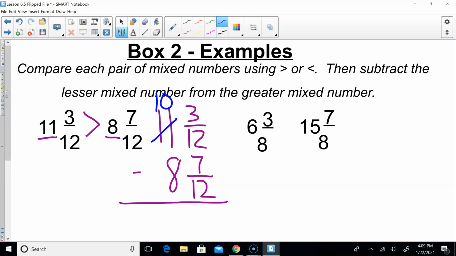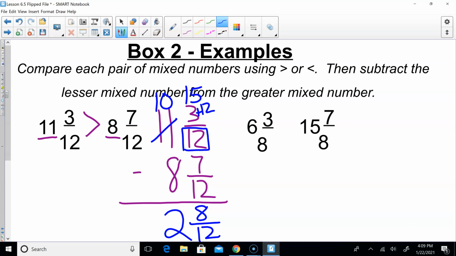Now, how many pieces do I add? I'm going to add in the number of pieces that my denominator is, because each whole is worth 12 pieces. So I have 3 plus 12, which gives me 15. Now I can subtract these. 15 minus 7 is 8. My denominator stays the same, 12. And then 10 minus 2 is 2. So the difference between 8 and 7 twelfths and 11 and 3 twelfths is 2 and 8 twelfths.